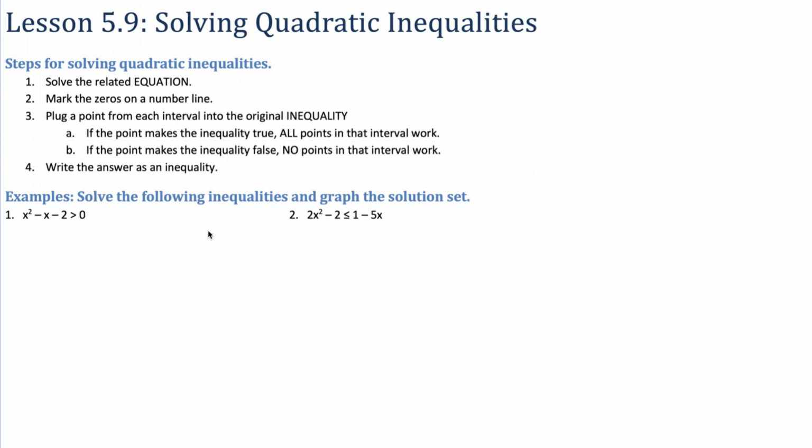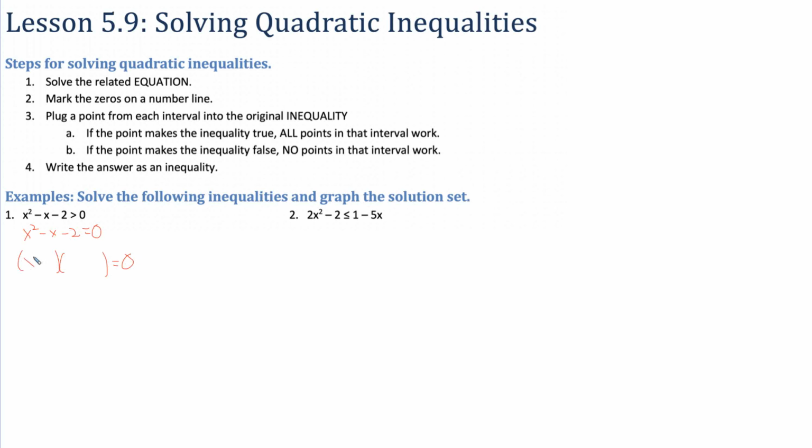So we'll just jump right into it. We're going to solve this related equation. So we're just going to write x squared minus x minus 2 equals 0. And we can solve by factoring or completing the square. In this case, it looks like we can factor. So we will factor. That's the easiest way to solve if it works.